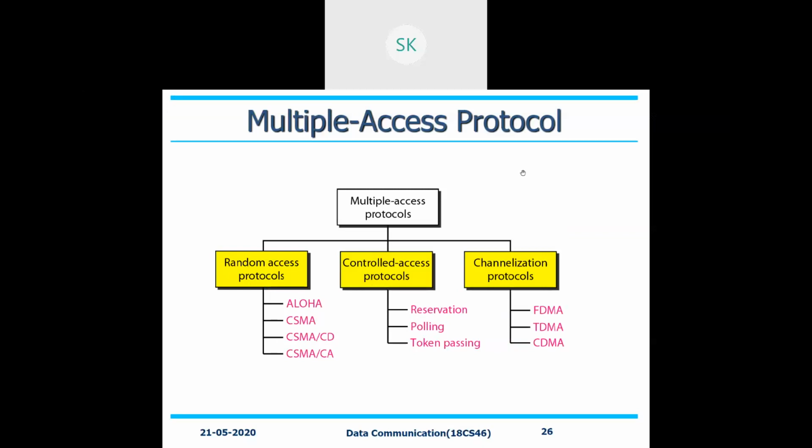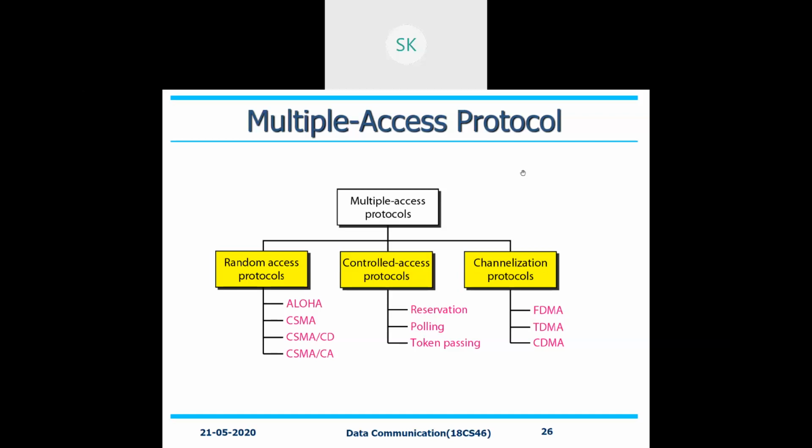In the multiple access control protocol, we have several categories available. Broadly, it is categorized under three categories: random access protocol, controlled access protocol, and channelization protocols. Under random access protocols, we have four different subdivisions: Aloha, CSMA (carrier sense multiple access), carrier sense multiple access with collision detection, and carrier sense multiple access with collision avoidance. These are the four categories available under random access protocol.